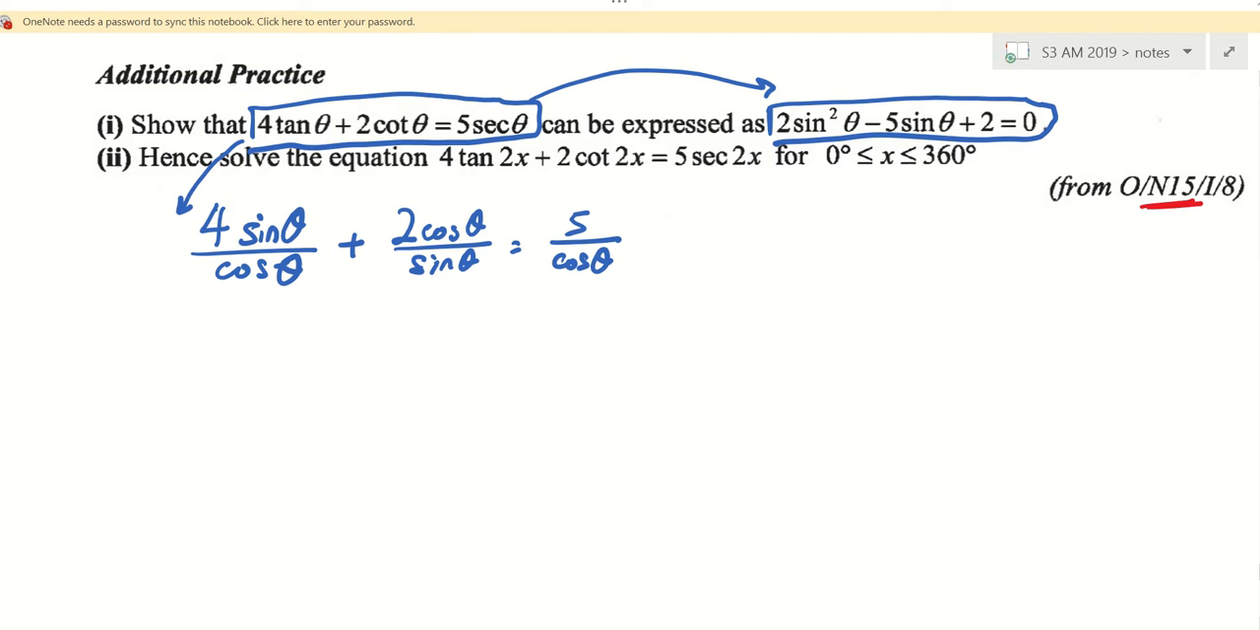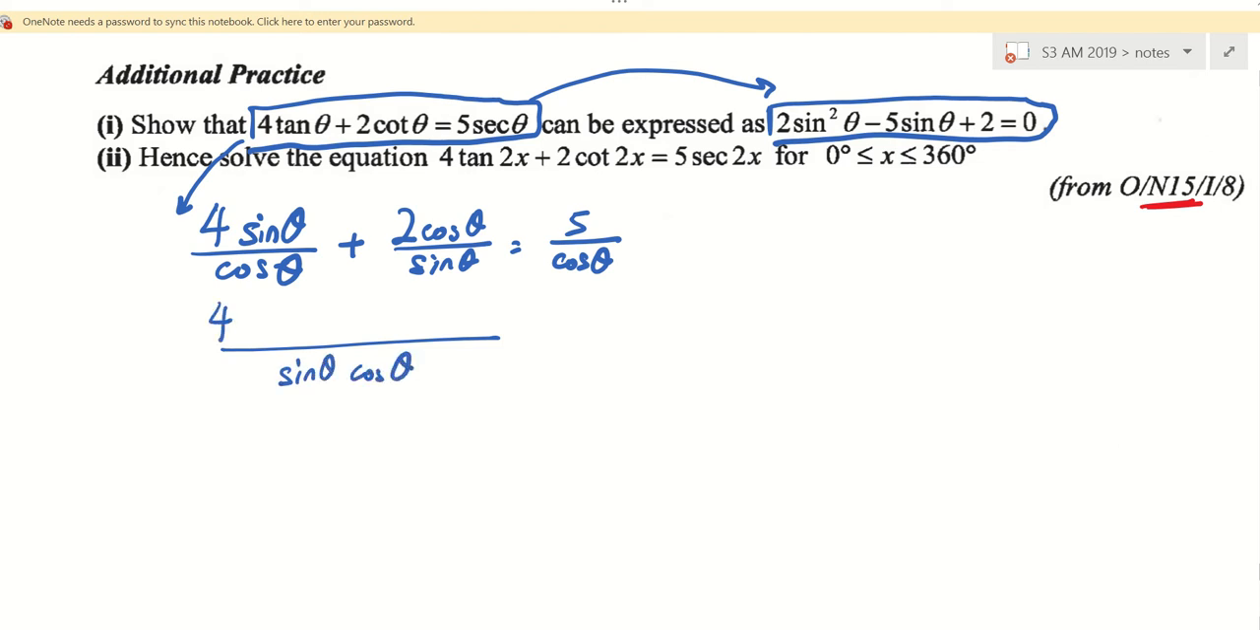I look at this. I look at what I want. It's only sine square. Wow, this one got cosine. Of course, I don't cancel. What do you think is the next step? Combine into one fraction. So the fraction will be sine theta cosine theta.